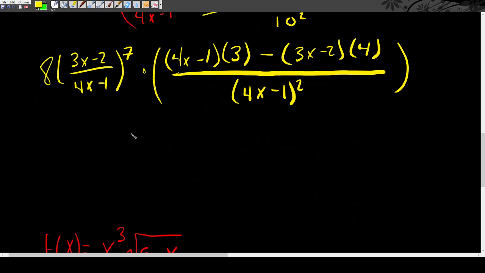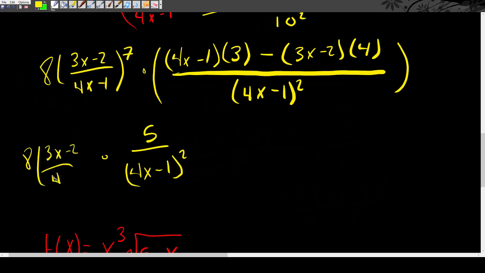So the 12s cancel out, and then 3 times -1 is -3, minus -8, which is positive 5, over 4x minus 1 squared, times 8 times 3x minus 2 over 4x minus 1. This is for sure an answer. If you wrote this on any test, you'd get a score for it. You get the right answer. You get it correct, basically.